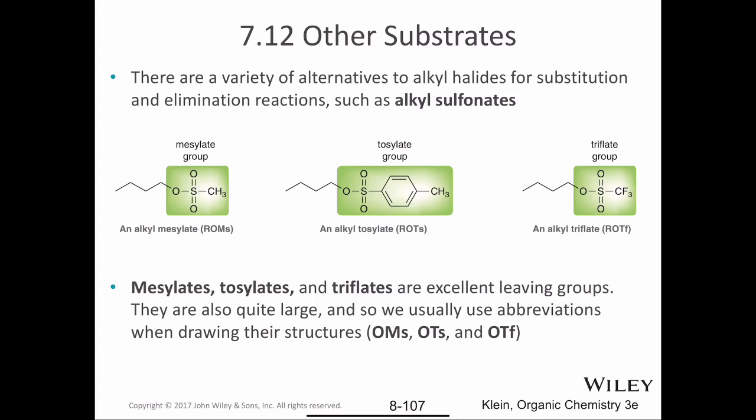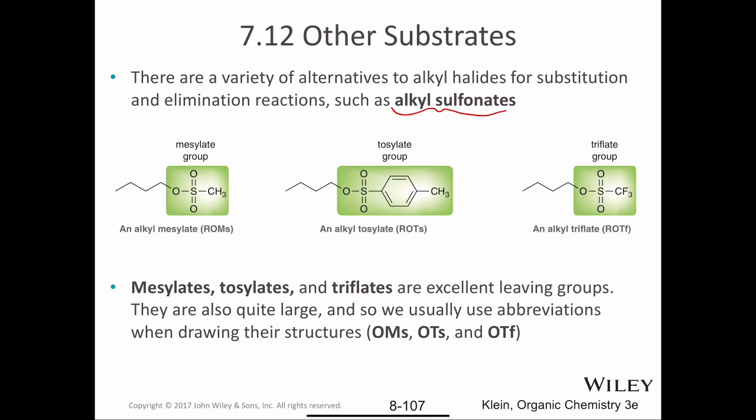So, Chapter 7 began with a discussion on alkyl halides, and there are a variety of alternatives to alkyl halides for substitution and elimination reactions. One of those alternatives are something that we refer to as alkyl sulfonates. And I have shown here three different types of sulfonates.